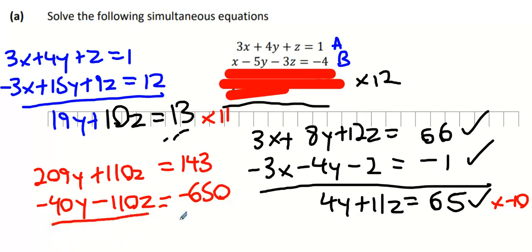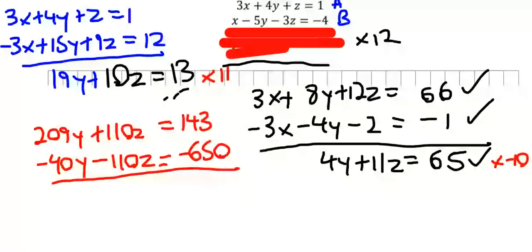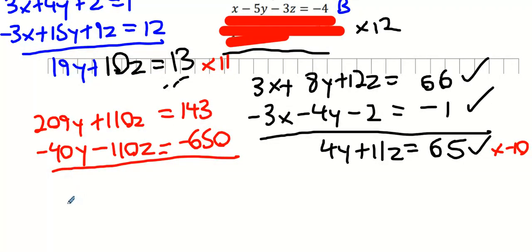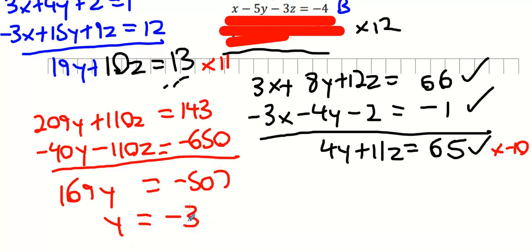Okay, probably going to need my calculator for this. 209 take away 40 is 169y. And I think this here is going to be minus 507. Oh, sorry, I'm wrong. You're right, 507. And what happens when 507 gets divided by 169? y equals minus 3. And that's correct.